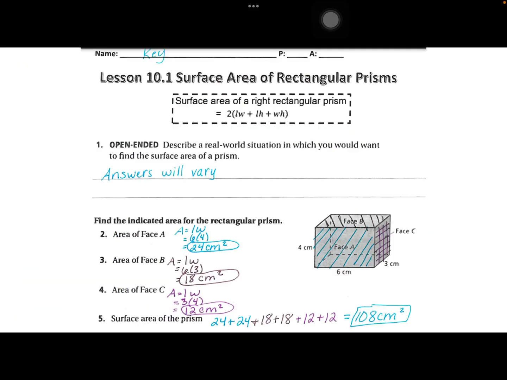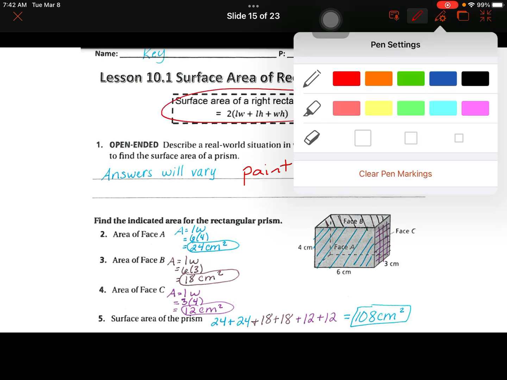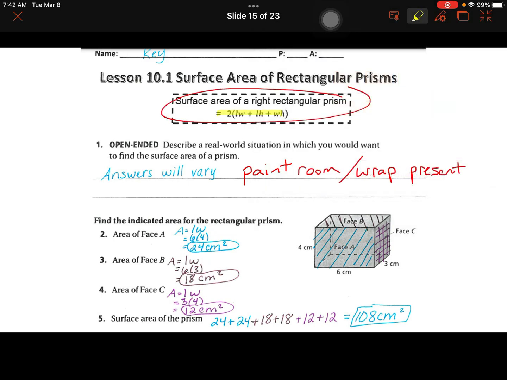We're going to go over page 5 and 6. So as we look at page 5 and 6, examples of where you might use surface area: painting a room would be an example. Now, sometimes you don't paint the floor, you don't paint the ceiling, but you would be painting lateral faces. Maybe wrapping a present would be an example. Making a box, things like that. So 2, 3, and 4 are meant to get you thinking about this formula right up here, which is the formula that we use for rectangular prisms.